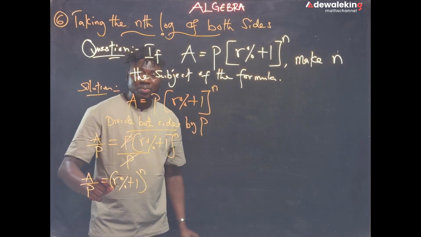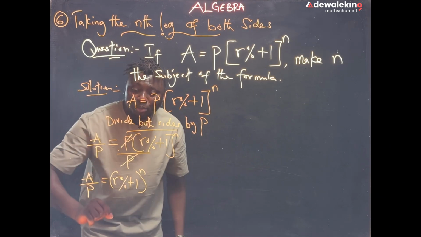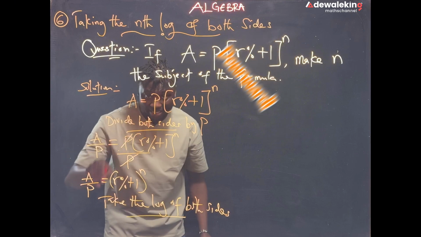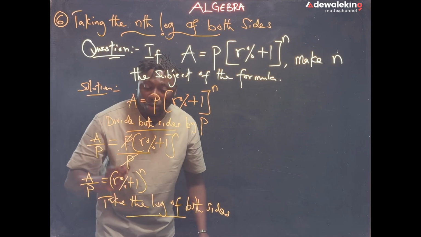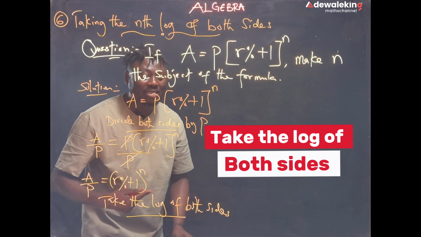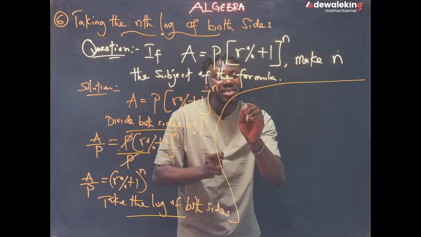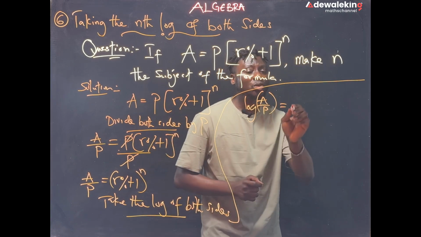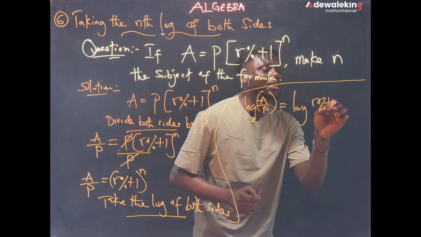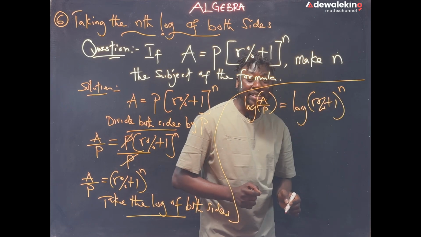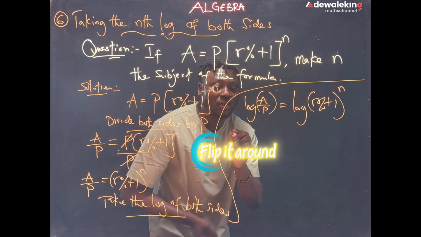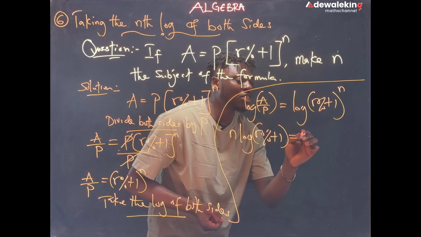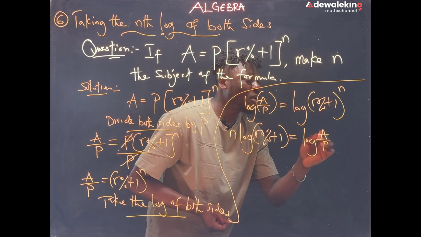Now from here, we can take the log of both sides. Why are we taking the log? Because this is an exponent. To bring this n downward, it means we have to take the logarithm of both sides. So from here, we can say log A over P is equal to log (r percent plus 1) raised to power n, which is the same thing as, we can flip it around, n log (r percent plus 1), which is equal to log A over P.